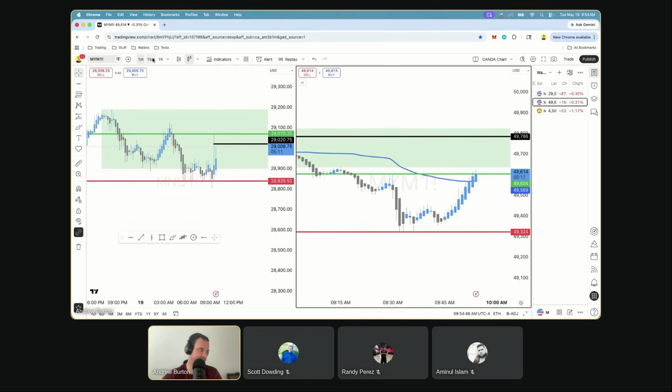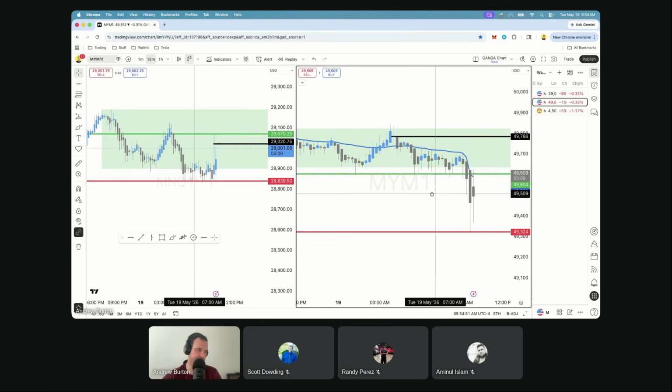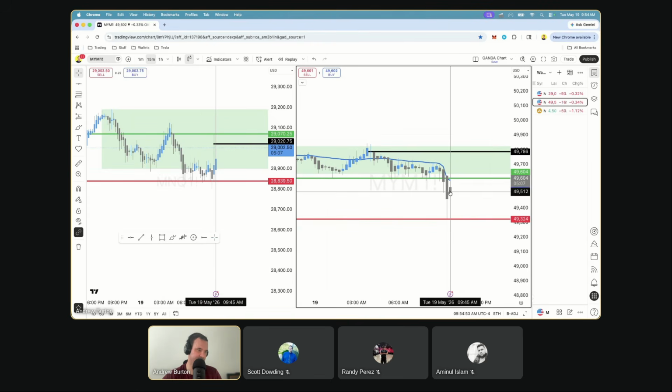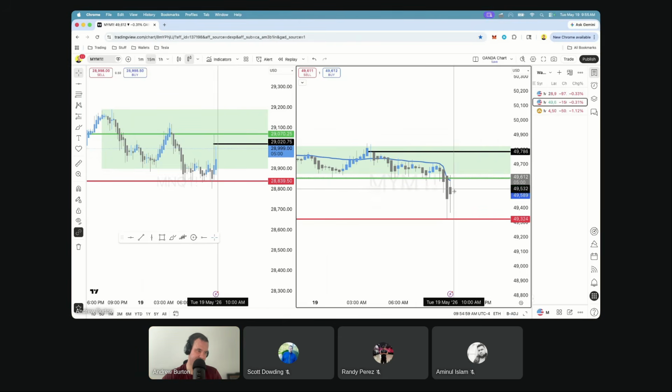If we look at the 15-minute chart, you can see the candle's neutral. This is a neutral candle. This tells you do not trade. Wait for the next 15-minute candle for it to play out. That's what it's telling us.